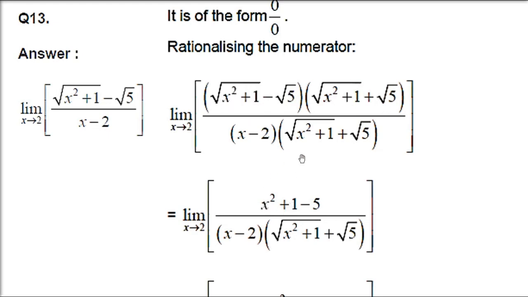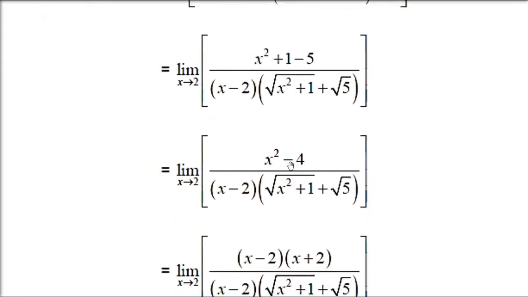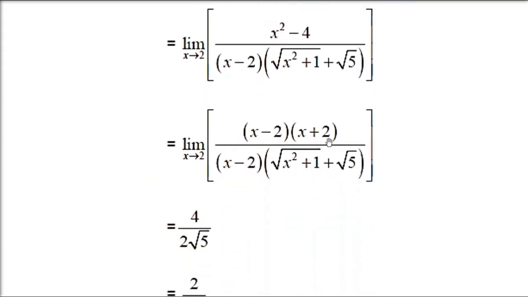Under root x square plus 1. So a square minus b square is x square plus 1 minus 5, because under root 5 squared will be 5. And you have x square plus 1 minus 5, which is x square minus 4. So x square minus 4 can be written as x minus 2, x plus 2. The x minus 2 gets cancelled. This is x plus 2 by under root x square plus 1 plus under root 5.